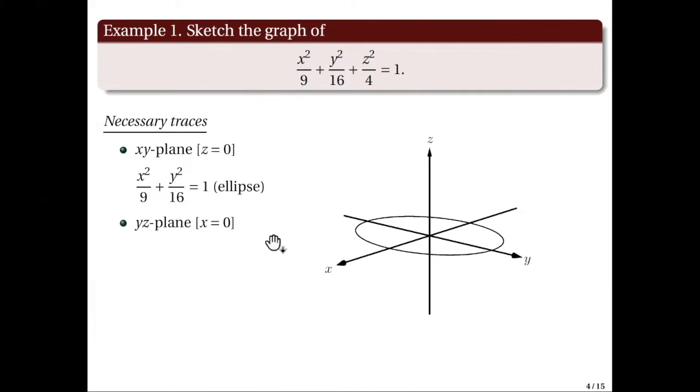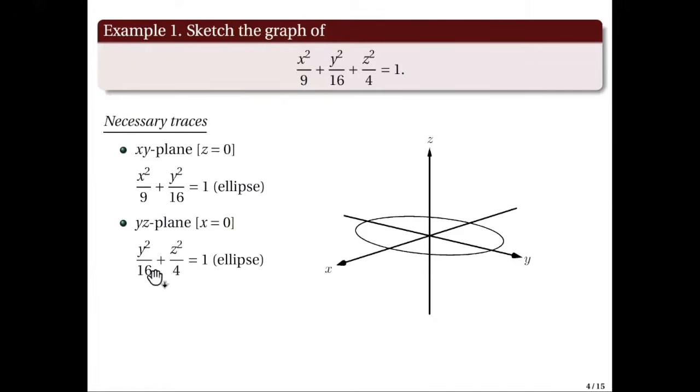Next, on the yz plane, whose equation is x equal to 0, we are going to get the equation y squared over 16 plus z squared over 4 equal to 1. This represents another ellipse, but this time the ellipse is located on the yz plane. The center is the origin of the yz plane.